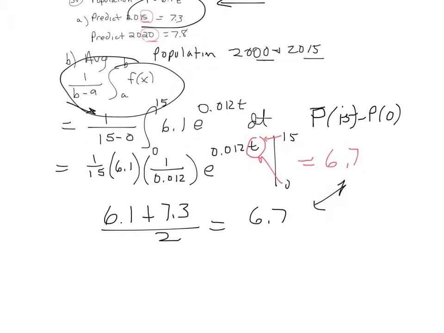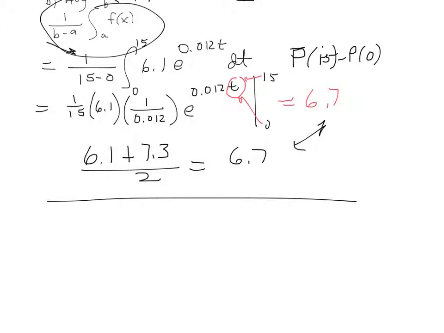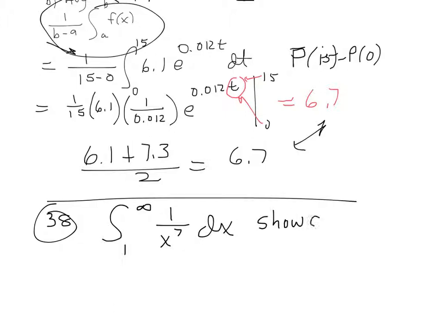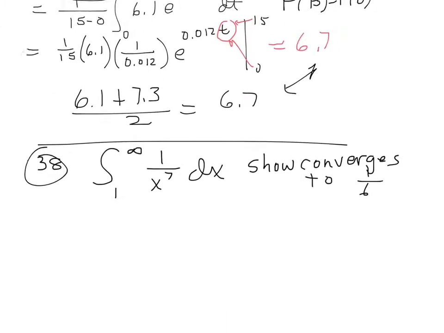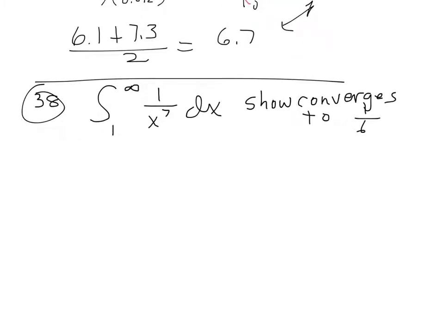All righty, number 38. I did something like this, but it's the way they ask this question. They say show this converges to 1 over 6. So we kind of did something like this already. And we said, well, you could either pick really, really big numbers, or you could call my infinity b, because we're used to the a and b. And so I have this.